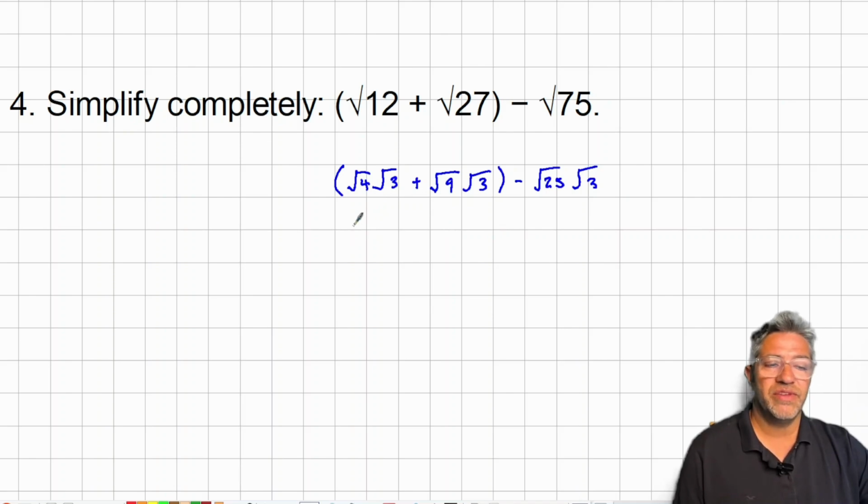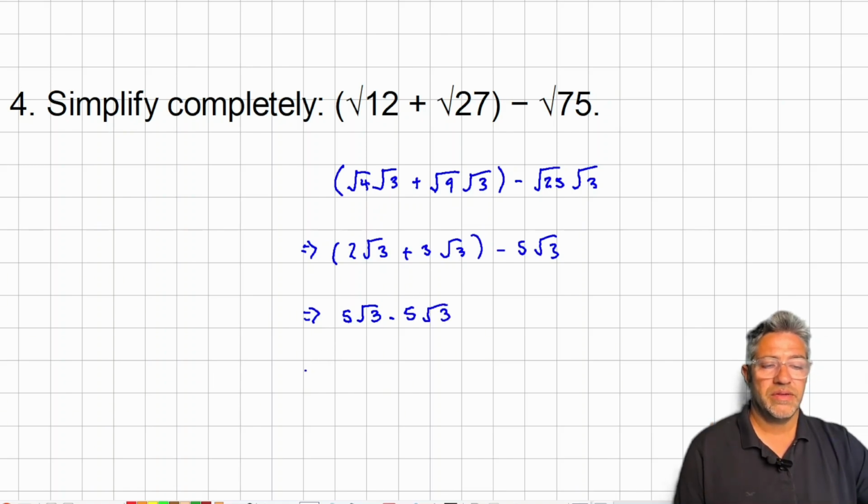But I'm going to break it down further. So in brackets now, instead of writing root 4 root 3, I can write 2 root 3. Instead of writing root 9 root 3, I can write 3 root 3. Subtract, instead of writing root 25 root 3, I can write 5 root 3. This implies 5 root 3 subtract 5 root 3. Well, anything subtract itself. 5 root 3 subtract 5 root 3 is 0.